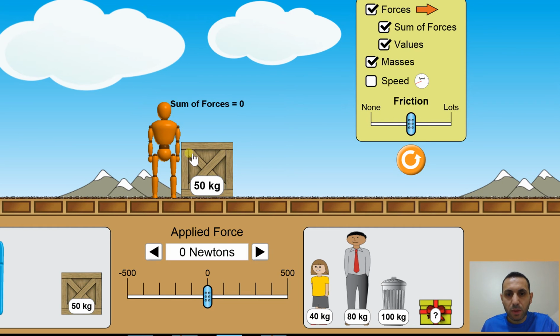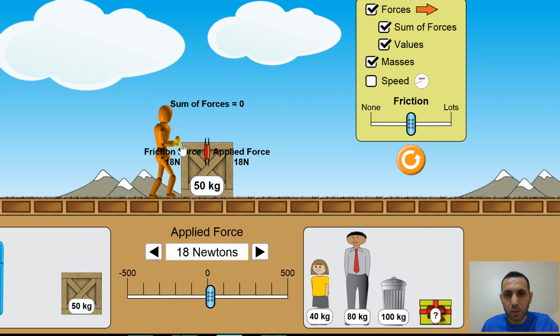So I will start with applying a force. We will see that as this person pushes, the box does not move. The person is applying a force of 30 Newton. This is the applied force. It doesn't move because of the friction force. It's also 30. If he increases the force to 40 or 50, the force of friction also increases to 50.